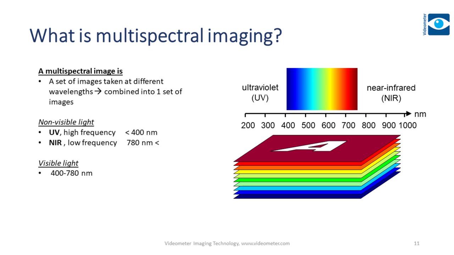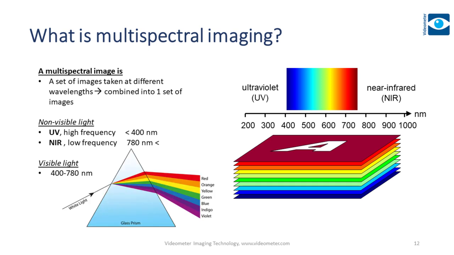These 19 layers are called bands. So one image has 19 bands. These 19 bands are taken both in the visible and non-visible light spectrum. The non-visible light consists of UV and near-infrared light, called NIR. There is 1 UV band and 5 NIR bands in a Videometer image. The visible light is the classical color spectrum as we know it, and we have divided it into 12 different colors, ranging from violet to red light.